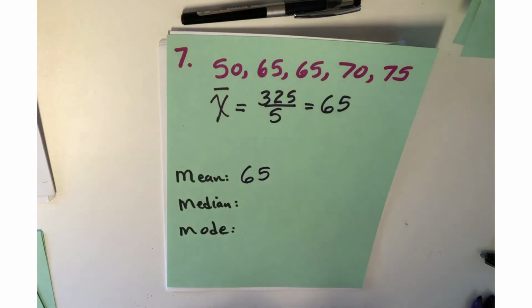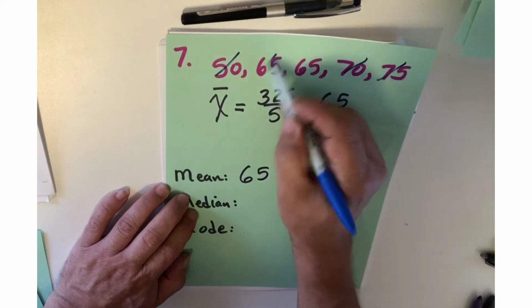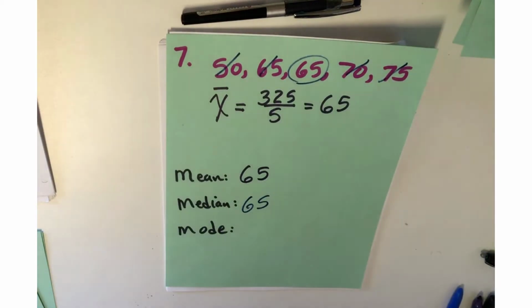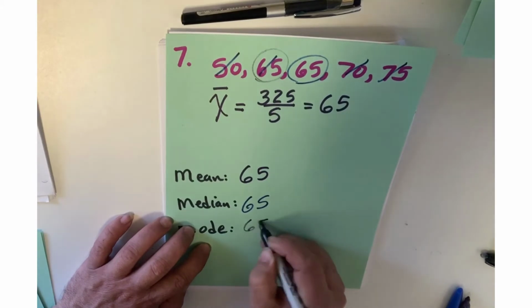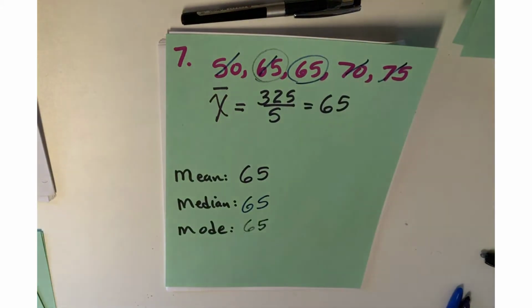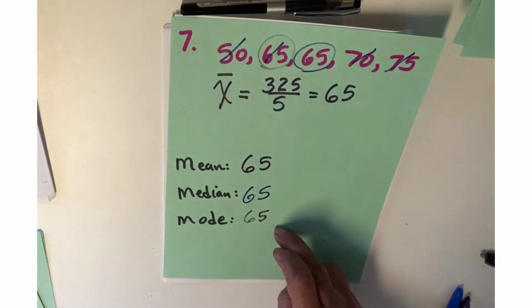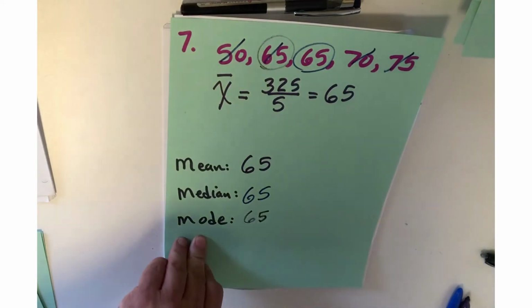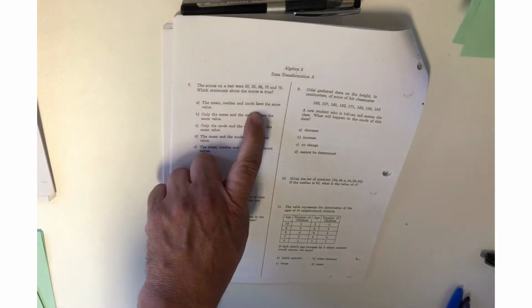Next, I'm going to go find my median. Once again, they're all lined up, high to low, and the median is 65. And then I'm going to go find my mode and see which one repeats itself most frequently. And yep, there are 2 65s. And what did I just notice? That all 3 values are 65, 65, 65. So you're going to go back into number 7 and find letter A that says the mean, the median, and the mode all have the same value.